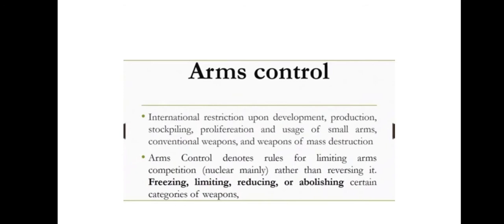Thus, the nuclear states at the time, the five nuclear states or the other powerful states, accompanied by the other small states, made the concept of arms control to reduce the multiplication of nuclear weapons and to sign certain kinds of treaties in order to decrease the production of these kinds of small arms and weapons, to ensure global peace and security. Thus, that's the concept of arms control. I hope you will get it.